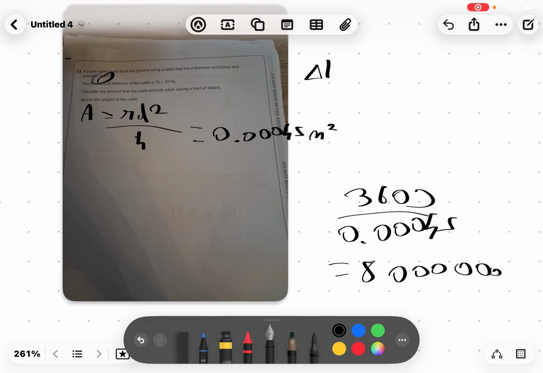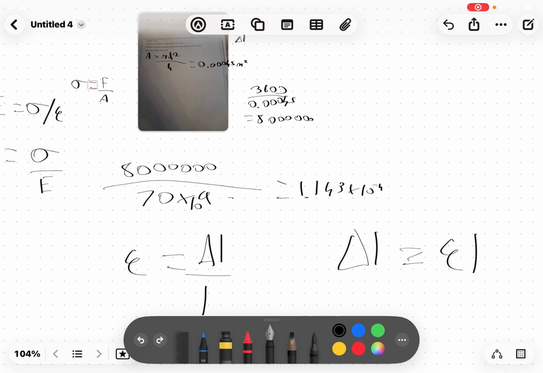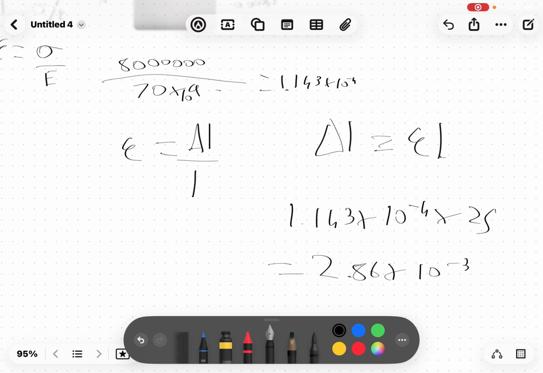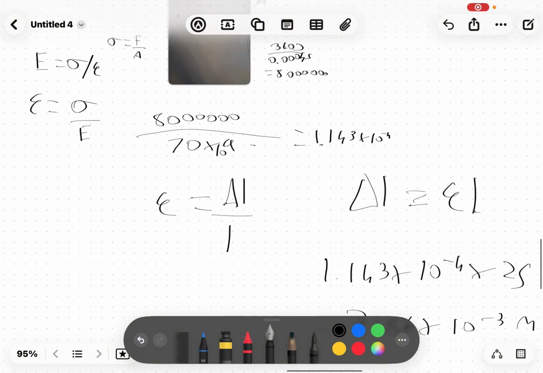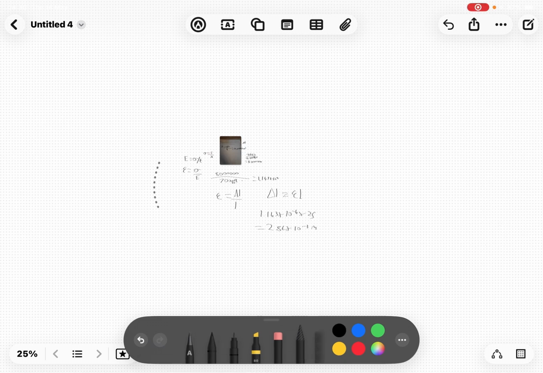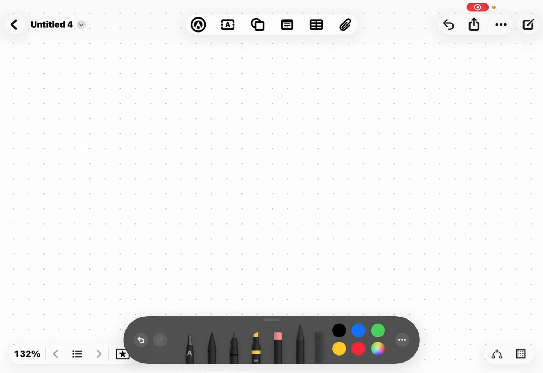Okay, the I equals, oh, it's L. I guess it's L. The L equals length, 25. 1.143 times 10 to the power of minus 4 times 25 equals 2.86 times 10 to the power of minus 3 meters. Oh my god, that was... Oof. If I have this in my exam, there's no way I'm alive. But yeah.